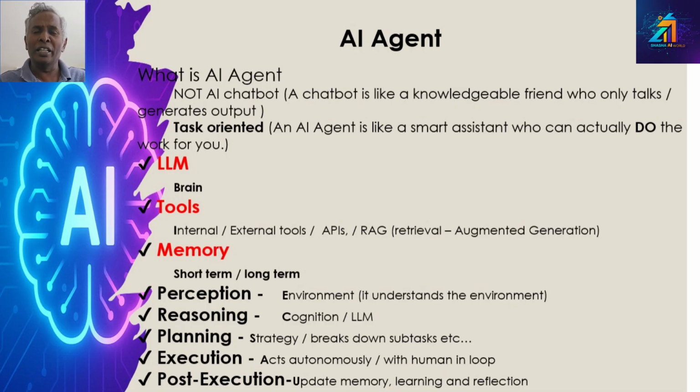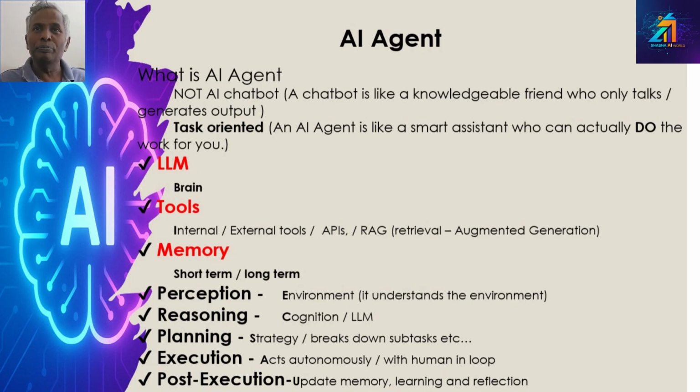If you say AI agent, then it should have three core components minimum. The first one is a brain, that is an LLM, large language model. The second one is tools. Suppose I want to book a taxi, then I should be able to access the taxi system or a booking system. That is called a tool. Then that agent should remember everything. That is called memory. So any AI system that has LLM, memory, and tools is called an AI agent.